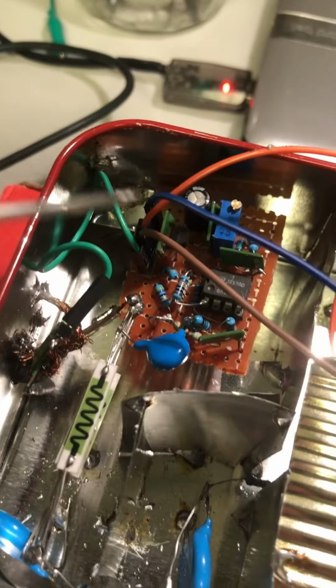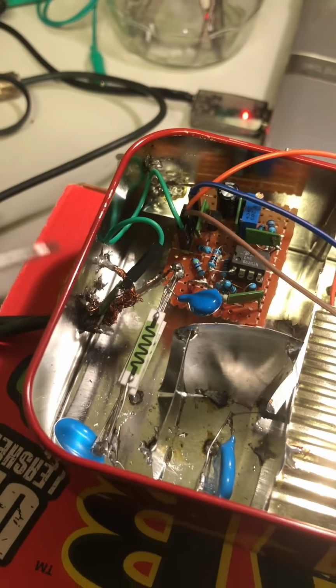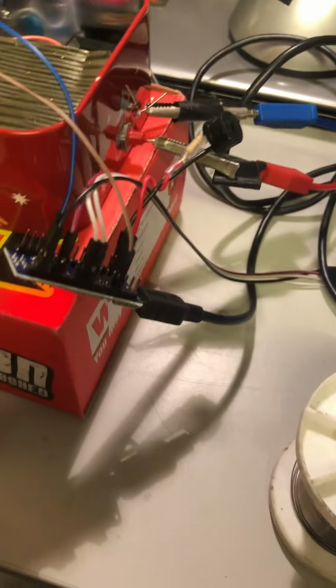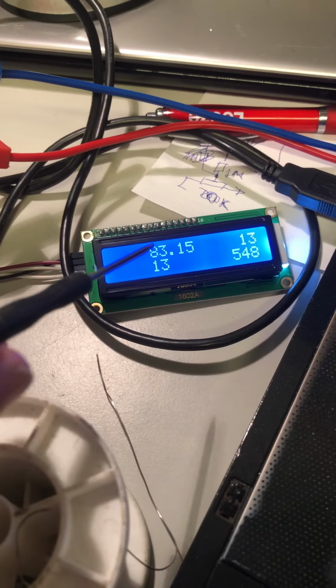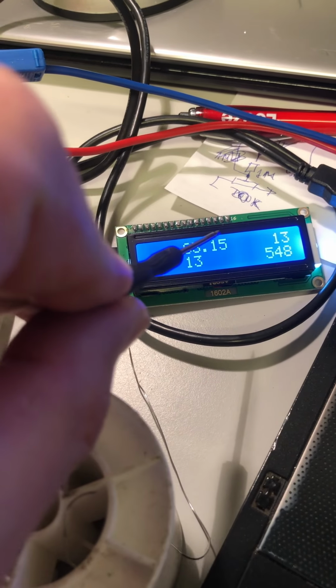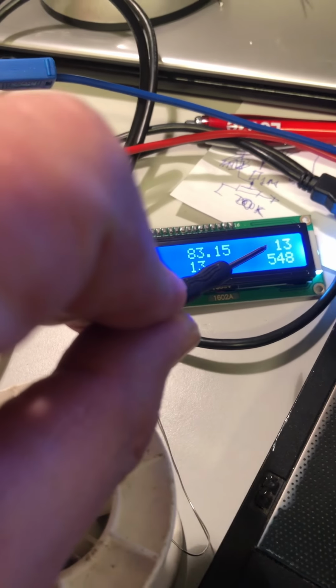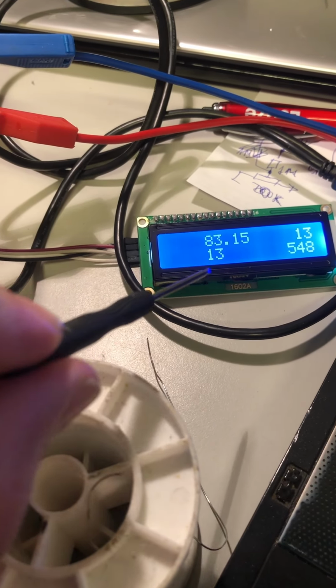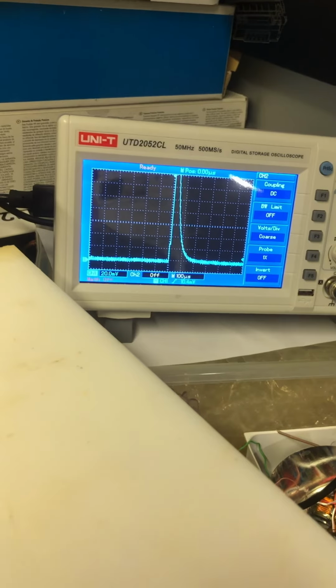And then I have a preamplifier, and the analog signal goes to the oscilloscope, and the comparator output goes to Arduino and display. This display shows time in minutes, and this shows how many clicks accumulated in the last minute. And clicks on the oscilloscope look like this.